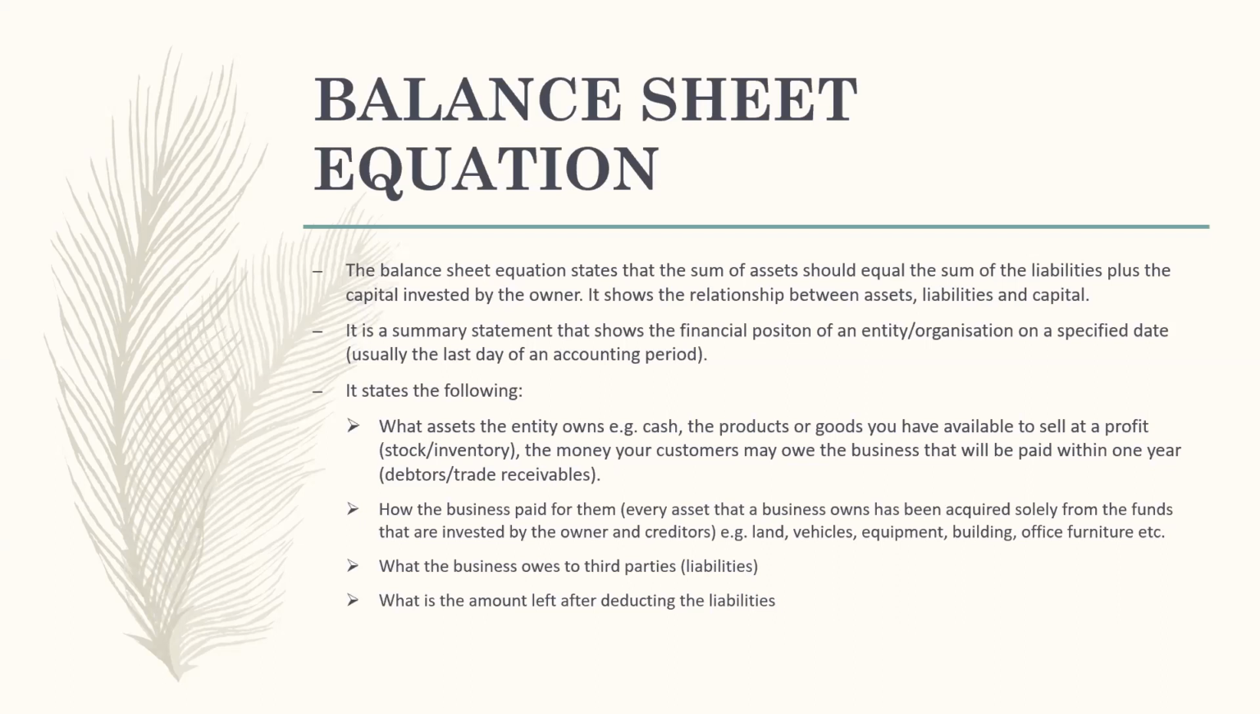You would also see the money your customers may owe the business that will be paid within 1 year. And we spoke about that being our current asset. Of course, you'll have to be familiar with the new terms, debtors and trade receivables or accounts receivables. All of those mean the same. You're just talking about your debtors, people who owe the business. Of course, the balance sheet as well will show how the business paid for them.